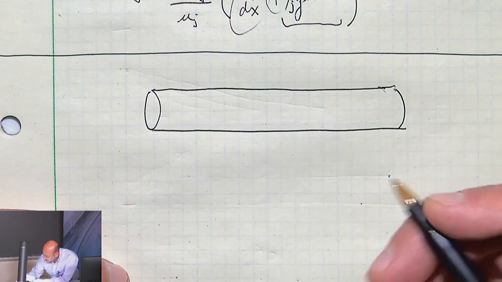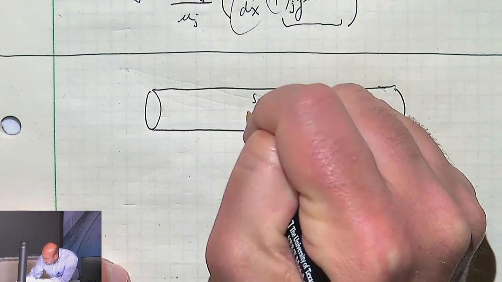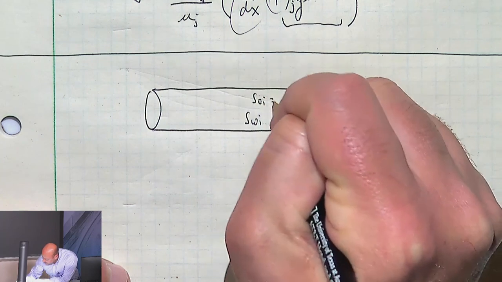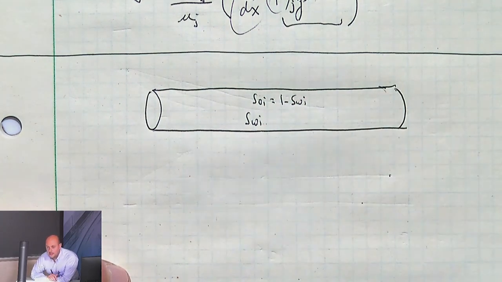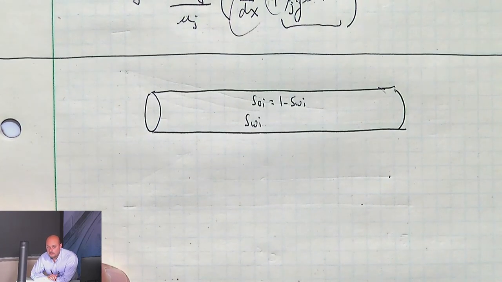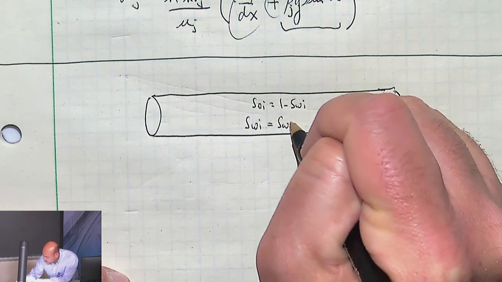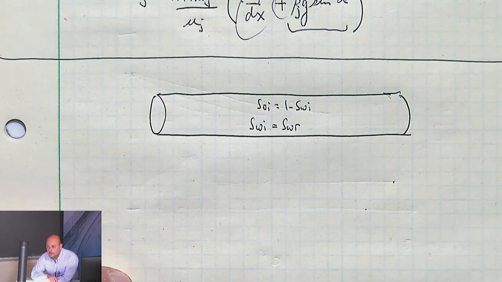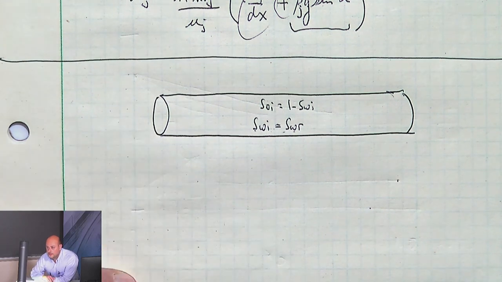And what you have is SOI and SWI. And of course, SOI is 1 minus SWI. SWI is the initial water saturation. That'll probably be relatively small. I'm going to say it's 20%. And for our purposes right now, it's going to equal the residual or irreducible water saturation. What that means is that the water that's there initially does not move. It's immobile. It's trapped by capillary forces, interfacial tension.